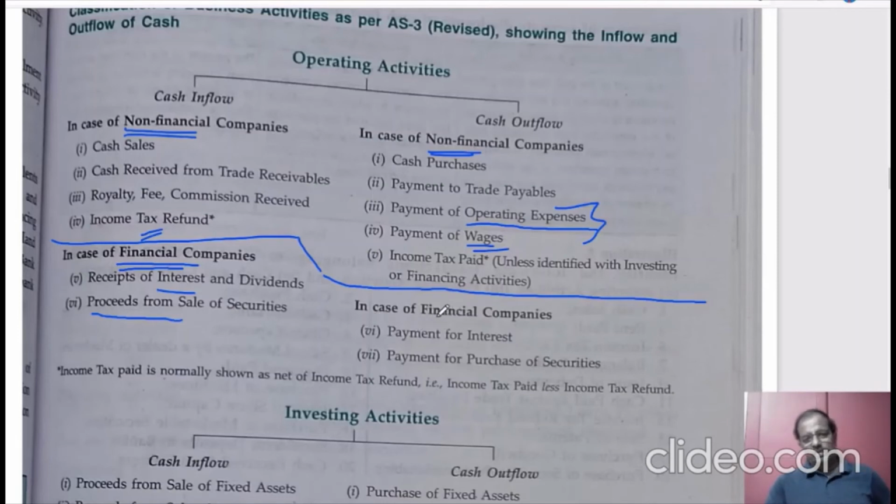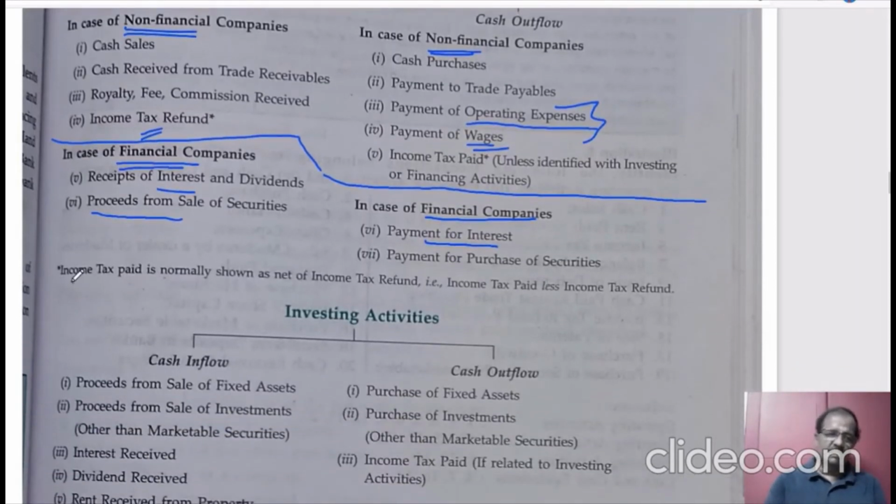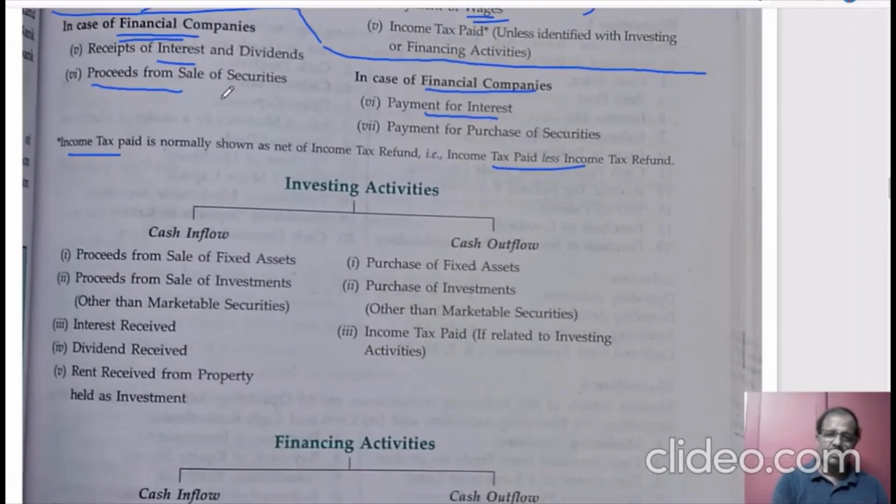Cash outflow of financial companies: payment for interest. So here itself, once again, the prime objective is to deal with money. So interest payment is considered as cash outflow, operating cash outflow. These are all various items. Okay. In general, income tax paid is normally shown as a net amount, net tax paid. That means, considering the tax paid less refund, the net amount is taken as the payment. So not to worry about that.